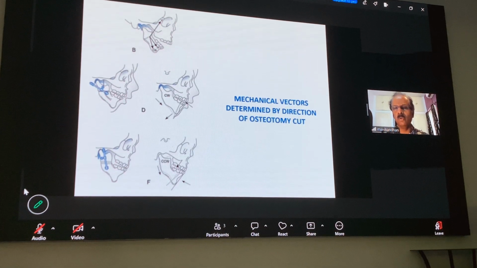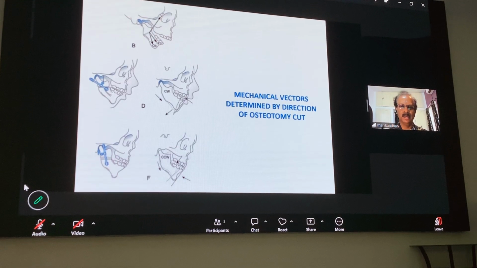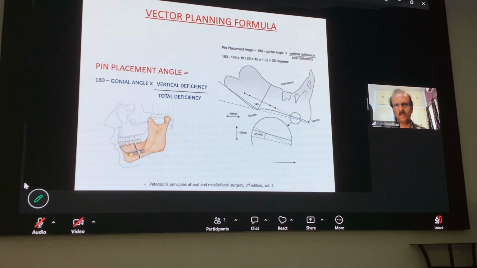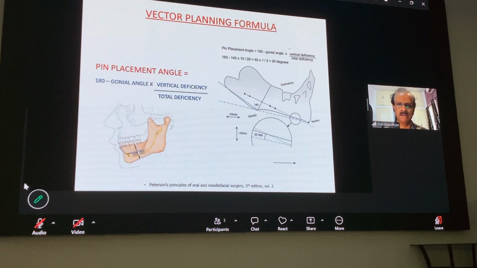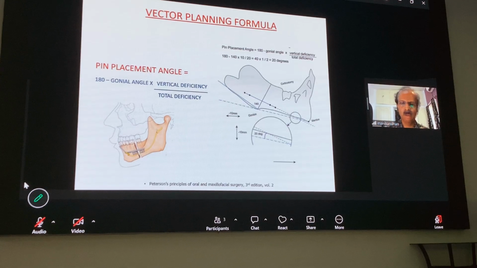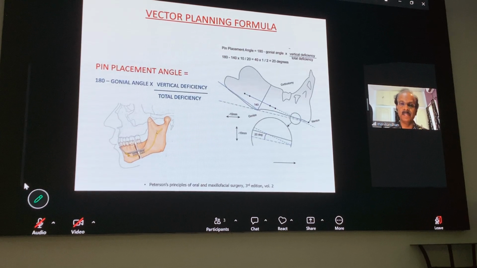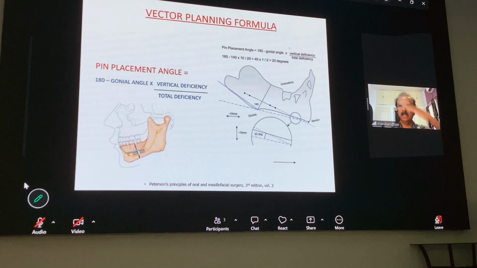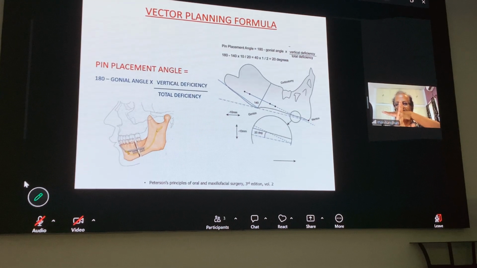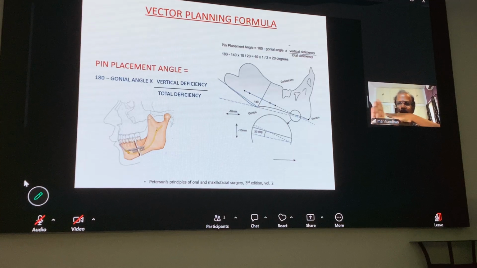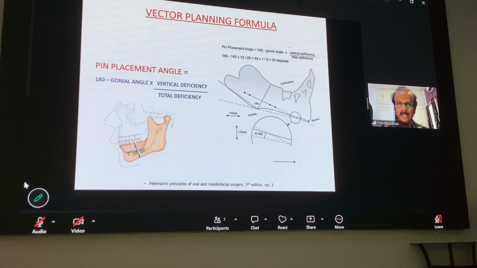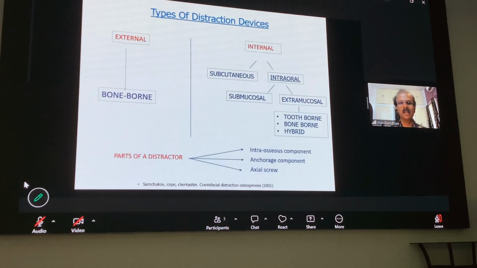So if you know what direction you want to take, you have to plan the distractor placement then. And that is something which is very, very important, either for internal or for external. You can have a minimum deviation of about 20 degrees, not more. Minimum deviation. Otherwise, it has to be 100% parallel so that the distractor can move the bone segment in the ideal direction we are looking for.